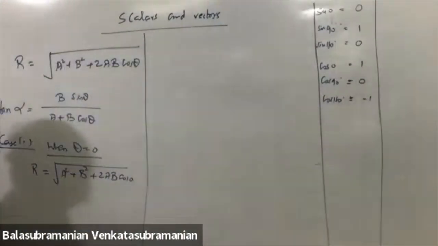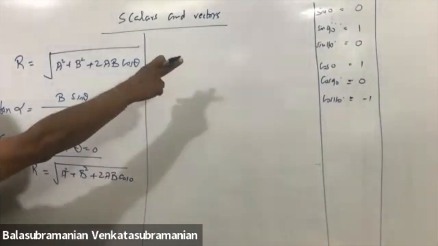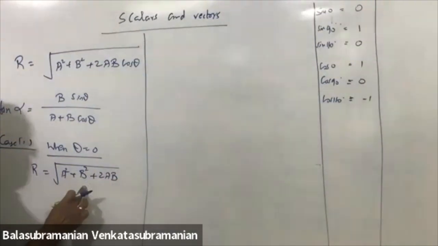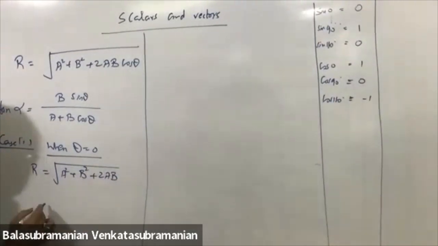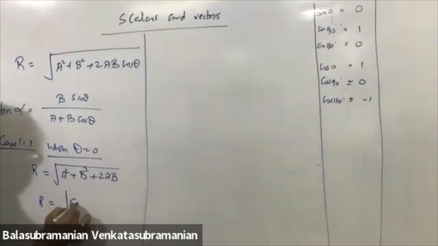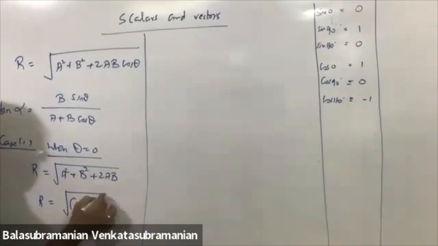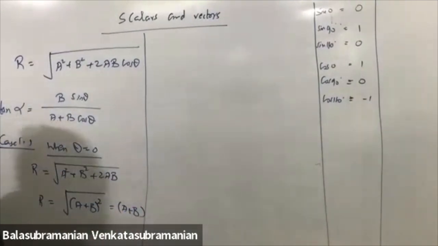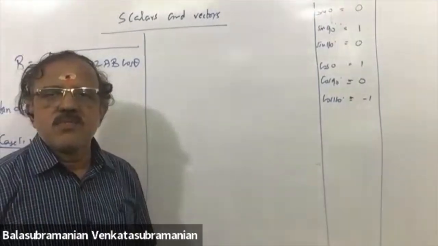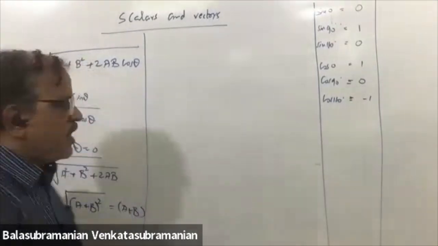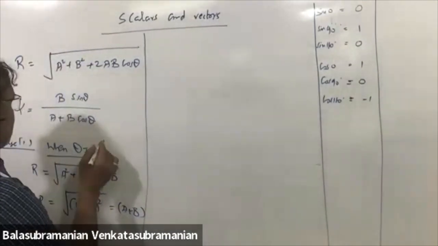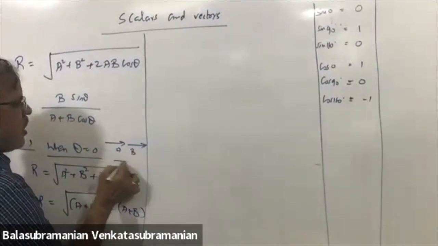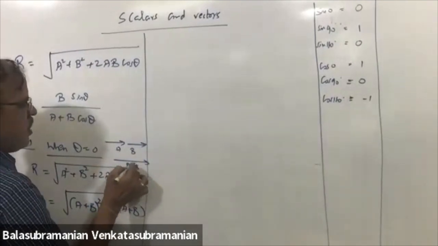So keep these values in mind. Come back. Cos 0, what is cos 0? 1. So I can write root of A square plus B square plus 2AB, that is nothing but root of A plus B the whole square, which means A plus B. Two vectors pointing in the same direction, A and B. According to vector addition, it is A plus B.